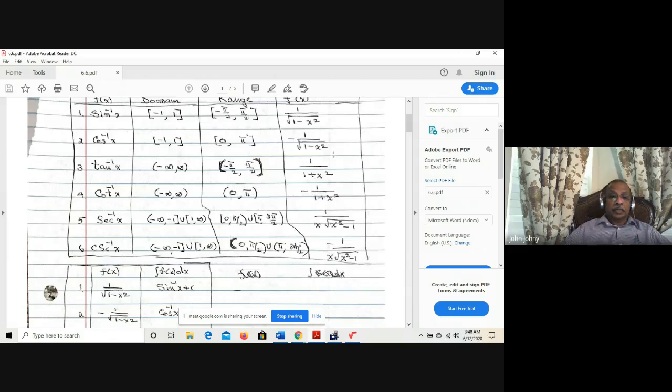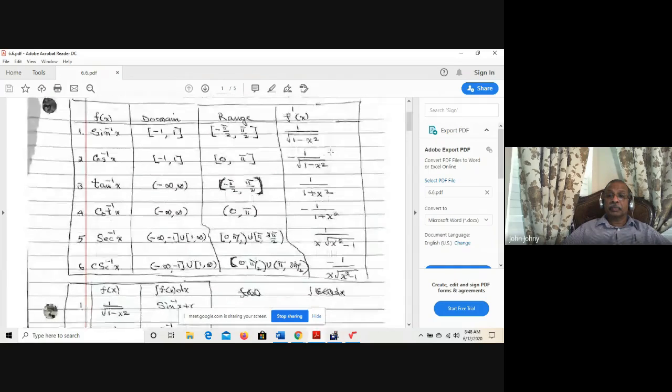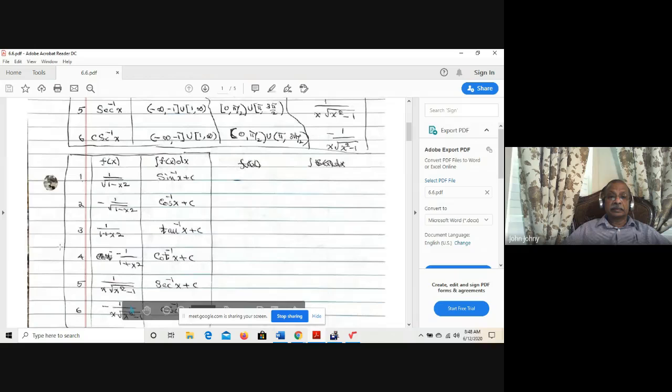Okay. Now you have the antiderivatives, because these are the derivatives. So antiderivative of 1 over square root of 1 minus x square is sin inverse x. Antiderivative of negative 1 over square root of 1 minus x square is cos inverse x. Antiderivative of 1 over 1 plus x square is tan inverse x.